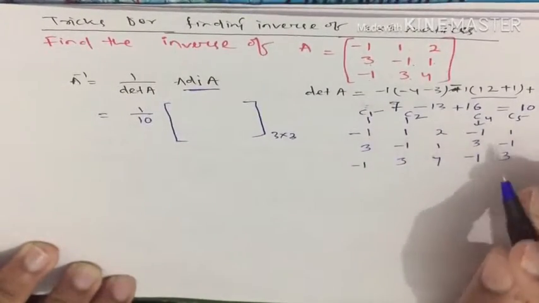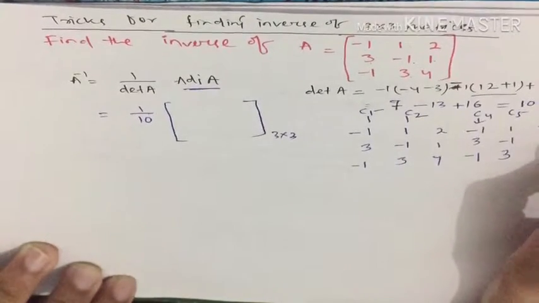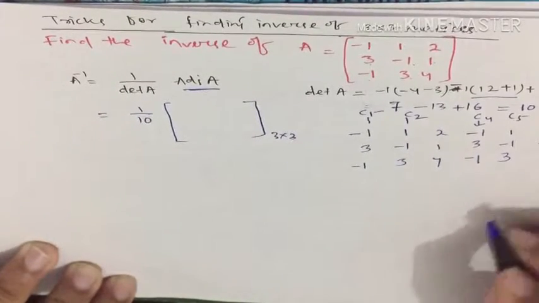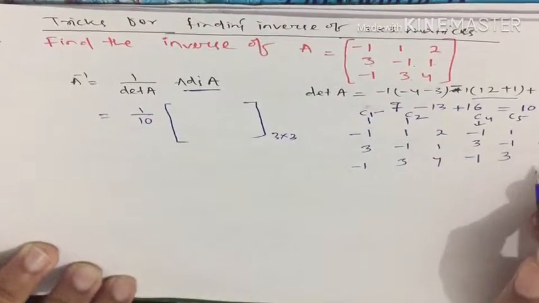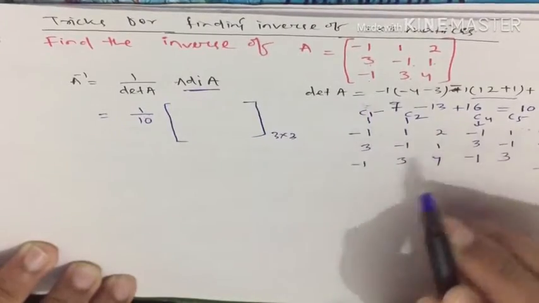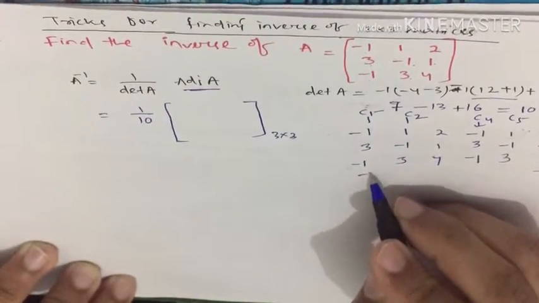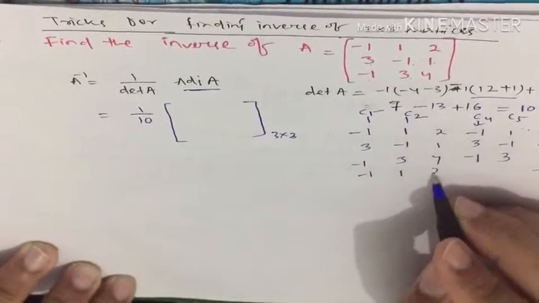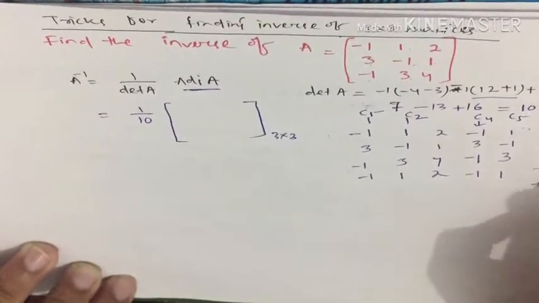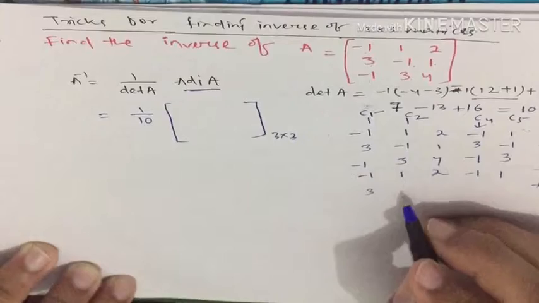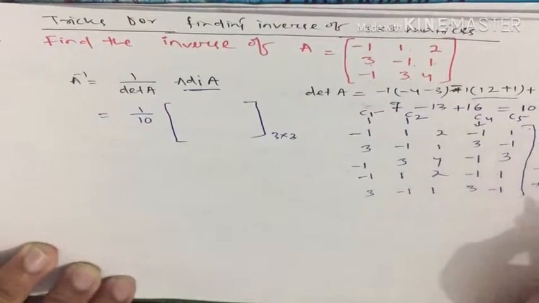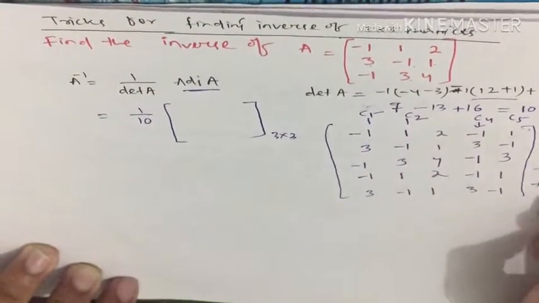So this is my new matrix, and the next job is to write R1 and R2 as R4 and R5 respectively. If I write R4, what will I get? Just repeat the elements of R1 as R4. So what are my elements? Minus 1, 1, 2, minus 1, 1. And for R5, just repeat the elements of R2 now. So we'll get 3, minus 1, 1, 3, minus 1. So you will get a very big matrix of order 5 cross 5.